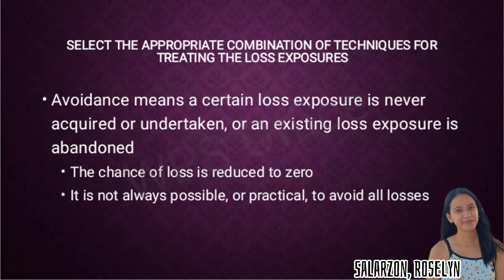Avoidance means a certain loss exposure is never acquired or undertaken, or an existing loss exposure is abandoned. The chance of loss is reduced to zero. It is not always possible or practical to avoid all losses. It's just like not building houses in areas that are prone to flooding or landslides. The risk can be avoided by not selecting or building projects near such areas. It is not possible to avoid all loss of assets or risks that may occur.